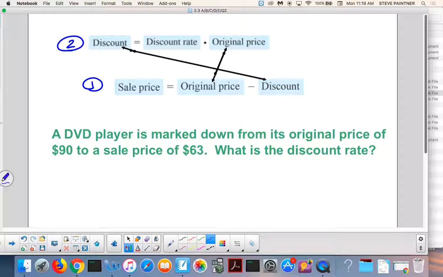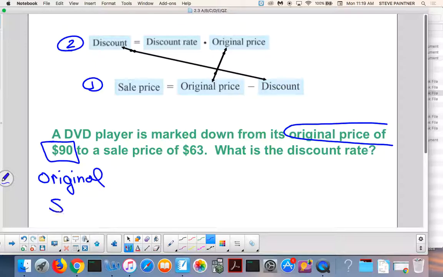A DVD player is marked down from its original price of $90. So here they give you $90. I need to know what that is. That's the original. It says right here, original price of $90. So you know what I do right off the bat? I just say original price of the DVD is $90, right? So you walk in the store, it says 90. Okay, I guess I pay 90.